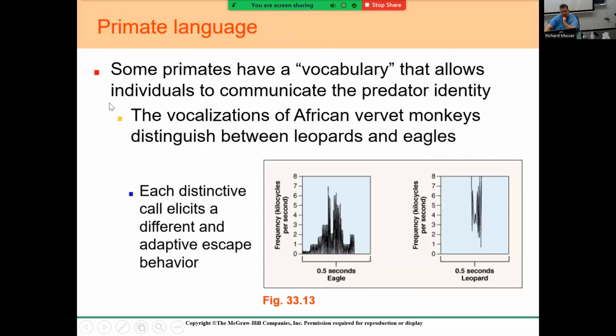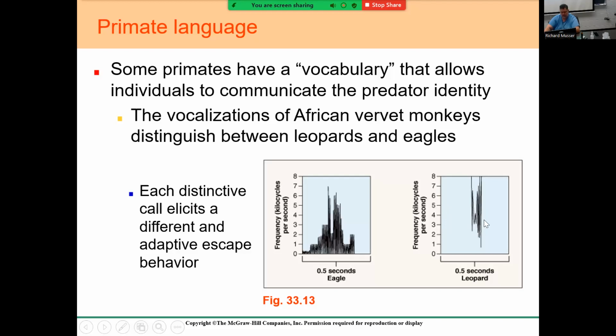Some primates have a vocabulary that allows individuals to communicate the predatory identity. The vocalization of African vervet monkeys, these are kind of just, they look like your standard monkeys, a little bit light grayish color, as I remember. Anyway, apparently they make a different sound based on whether there's a leopard nearby or eagles nearby, because obviously these monkeys have to deal with both types of predators. So apparently if it's an eagle, they make this high frequency screeching sound that seems more intense. And then for leopards, apparently it's a different sound.